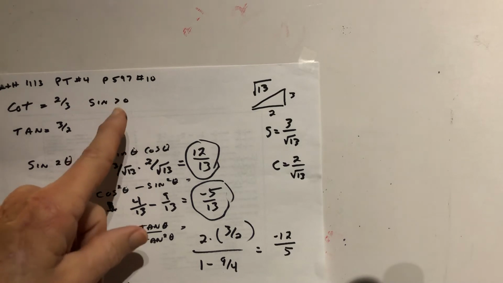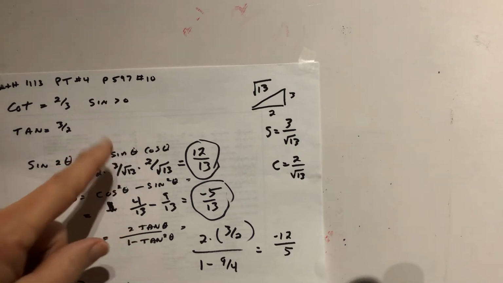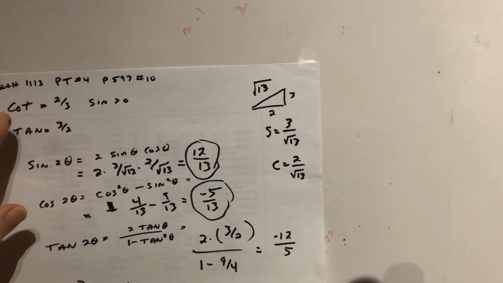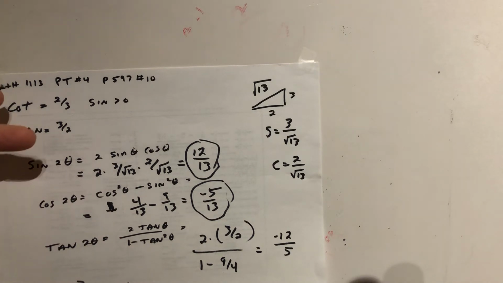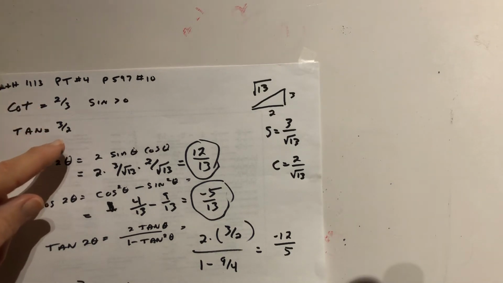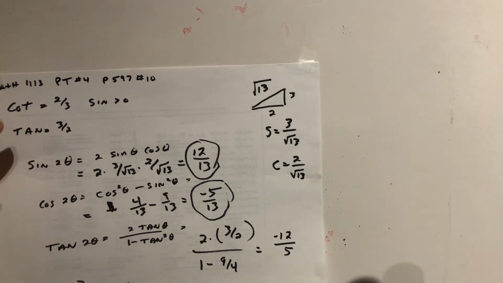in the first or second quadrant. But I don't like using cotangent, so I switched it to tangent by flipping it, so 2/3 became 3/2, because these are inverses of each other. And they want you to find sine of 2 theta, cosine of 2 theta, and tangent of 2 theta. Do all the double angles.